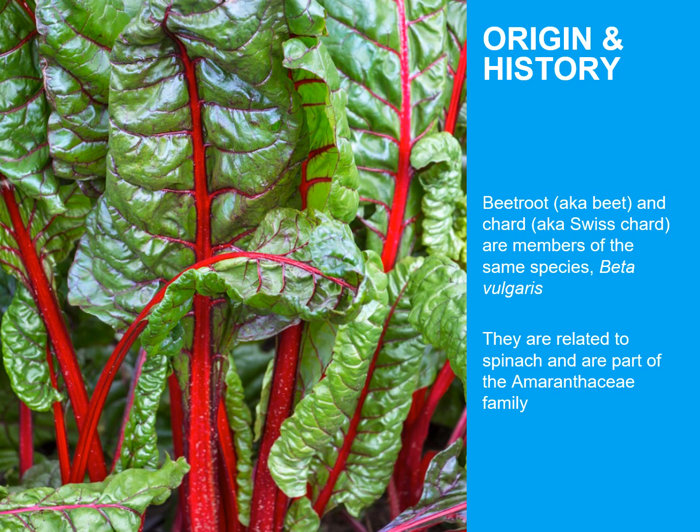So beetroot, also known just as beet, and chard, also known as Swiss chard, are both members of the same species called Beta vulgaris. So they're both related to spinach and are part of the Amaranthaceae family of plants.